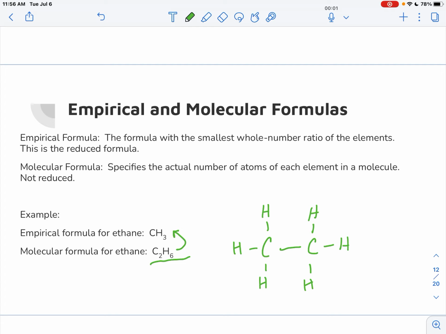Now, I just want to be clear, you are never going to be responsible for drawing out the structure like I did here, okay? That is an organic chemistry concept that is beyond the scope of this class. But you will notice on the summer assignment, there are some pictures of structures that you then have to find molecular and empirical formulas for just by counting the atoms and then reducing it. Okay, so that's okay for going from the picture to the formula, but you will not have to figure out how to draw the structure.